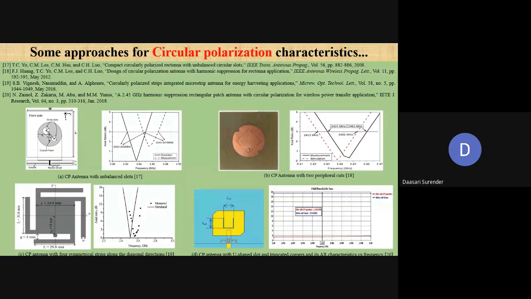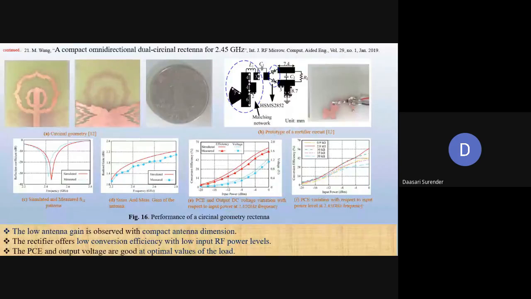Some approaches for circular polarization characteristics are presented here. The first one is unbalanced circular slots, the second one is peripheral cuts, the next one is symmetrical strips along the diagonal directions, and the next one is truncated corners. And this is the design for compact dimension. Here the circular geometry is presented.